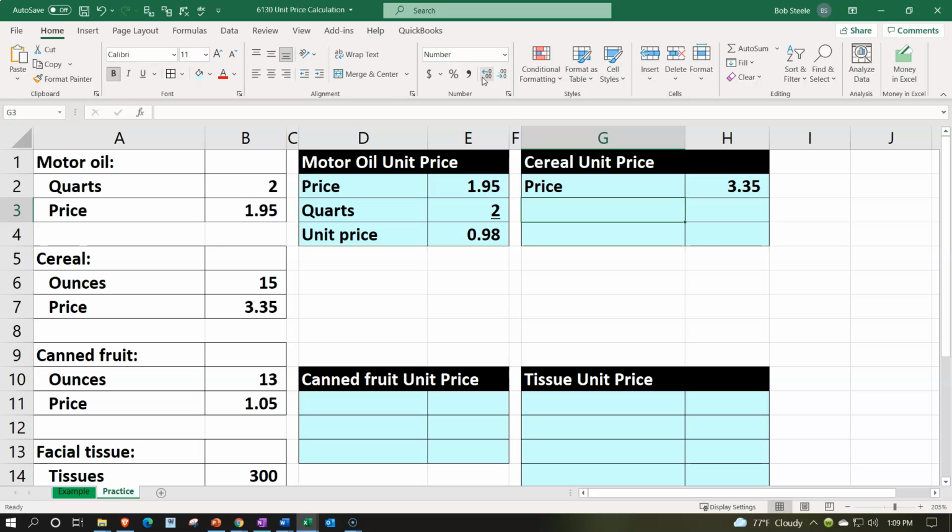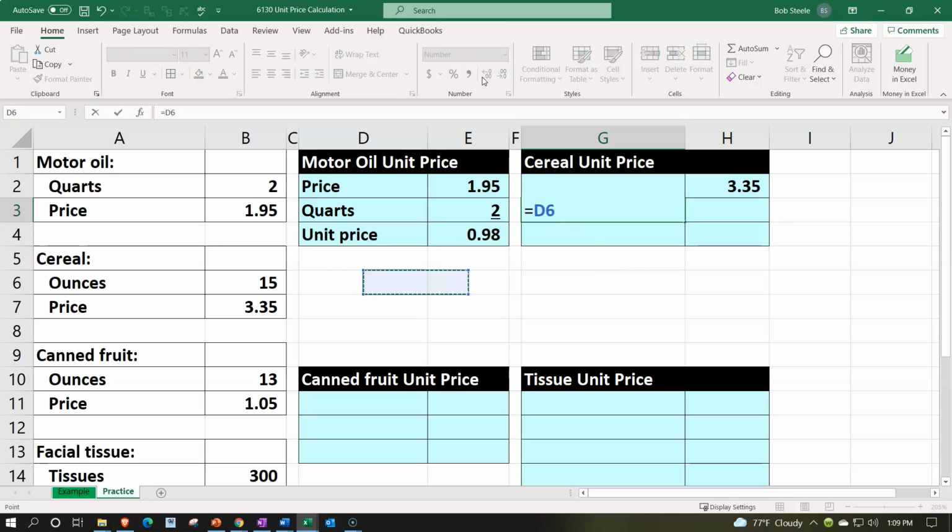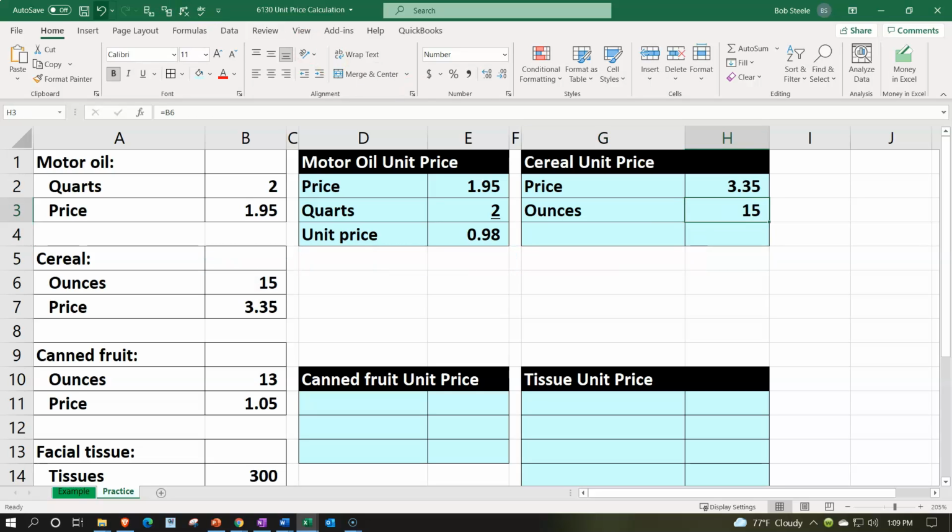And then we're going to say the ounces that are going to be, how many ounces? 15 ounces, we'll say. 15 on the ounces. We're going to then go to the home tab, font group, and underline.